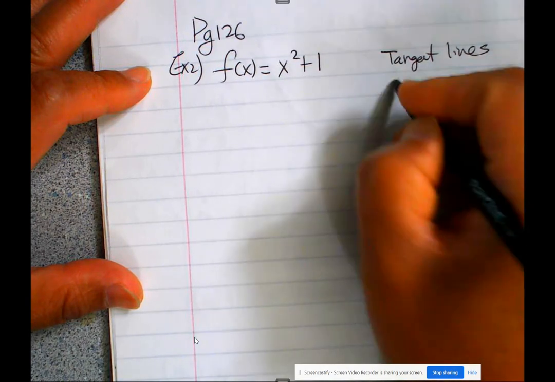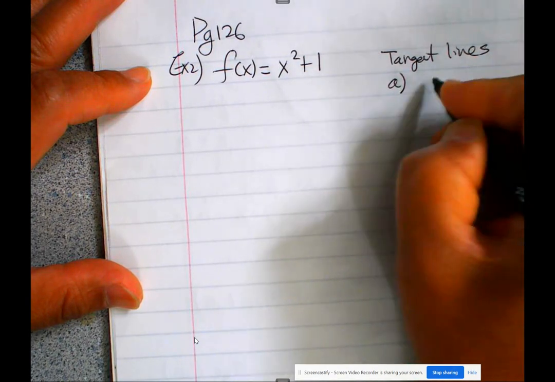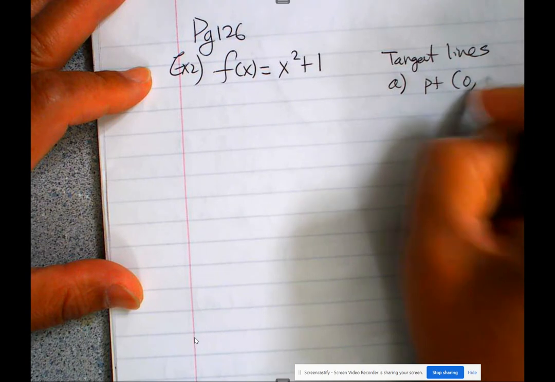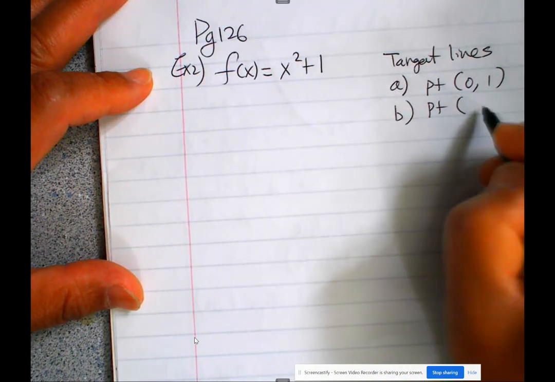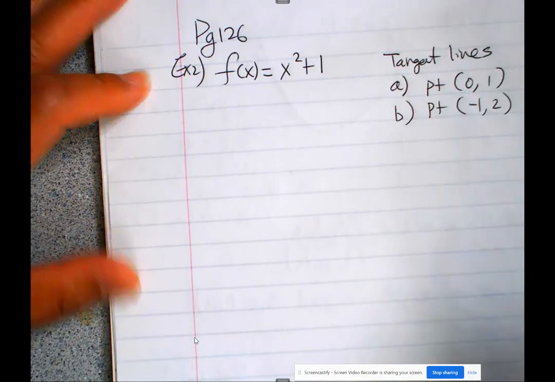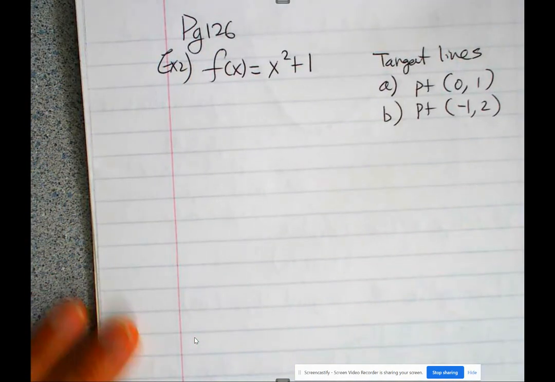At two places. Part A, at point 0, 1. Part B, at a point -1, 2. So I'll give you time to copy this.